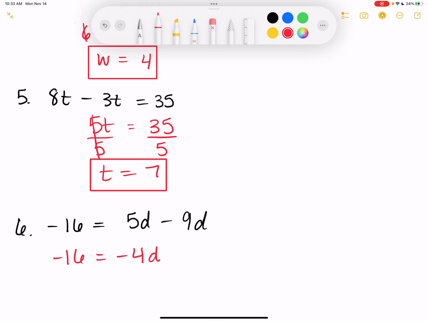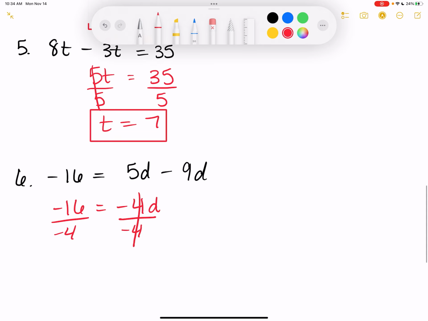And then what? Divide by negative 4. So divide by negative 4 on both sides. So the negative 4s on the right cancel. So negative 16 divided by negative 4 is equal to what? 4. Yep. So negative divided by negative is positive because it's the same sign. And 16 divided by 4 is 4.